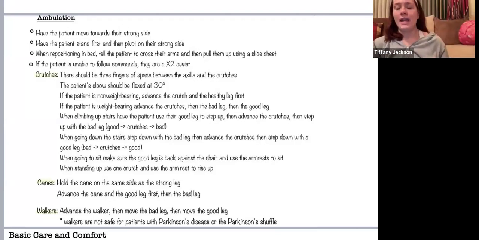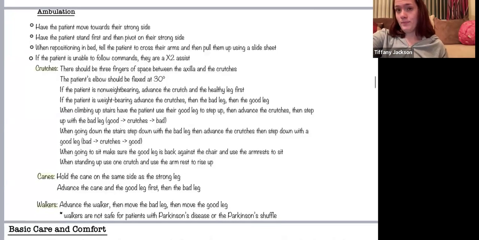Okay, for canes, we hold the cane on the same side as the patient's strong leg. When we're walking, we advance the cane and the good leg first, and then the bad leg will follow. With walkers, we have the patient advance the walker, then they move the bad leg, then they move the good leg. Keep in mind, walkers are not the safest option for a patient with Parkinson's disease. They have that trademark Parkinson's shuffle, that shuffling gait. It is not really safe for them to use a walker.